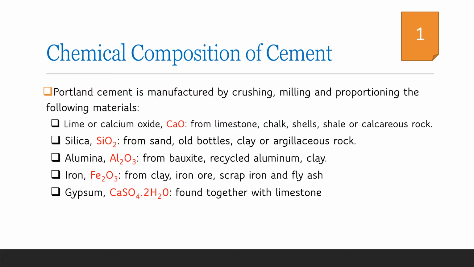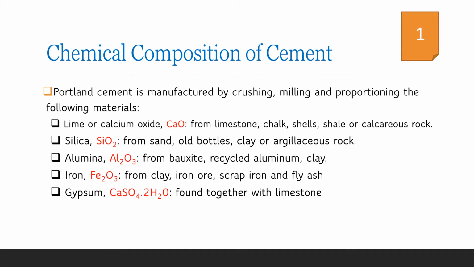We have seen various chemical compounds that influence the properties of different types of cements such as C3A, C3S, C2S, etc. Now let us understand how these chemical compounds are formed and how cement is manufactured. First of all, let us see what are the ingredients that are required for the manufacture of cement.